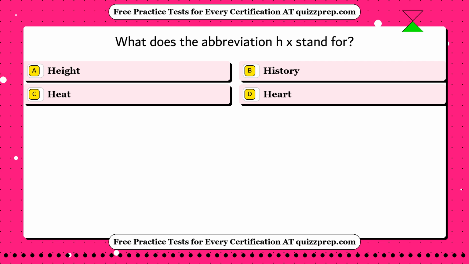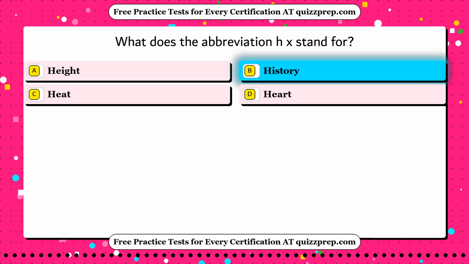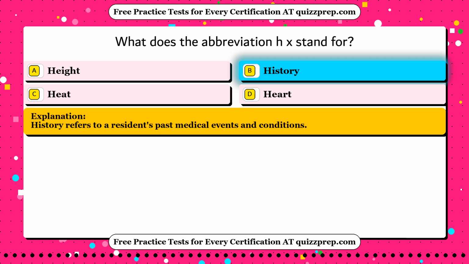Question 53. What does the abbreviation HX stand for? Option A, height. Option B, history. Option C, heat. Option D, heart. The correct answer is option B, history. History refers to a resident's past medical events and conditions.